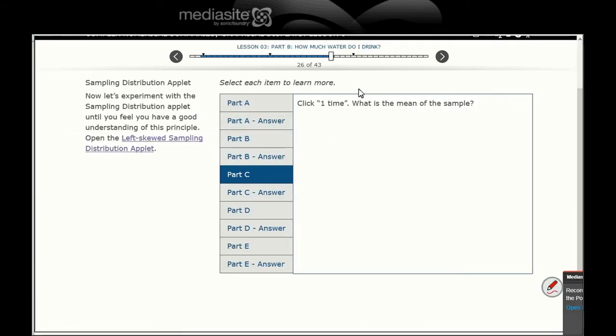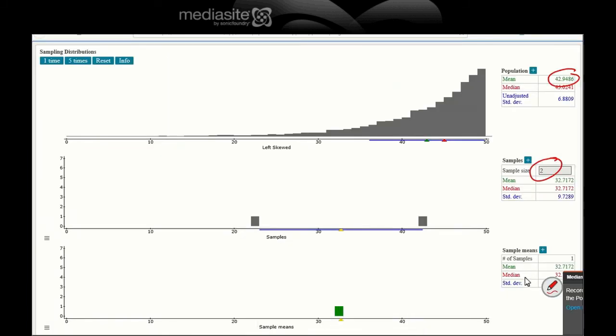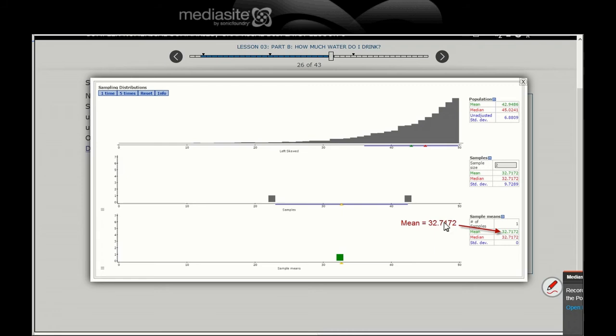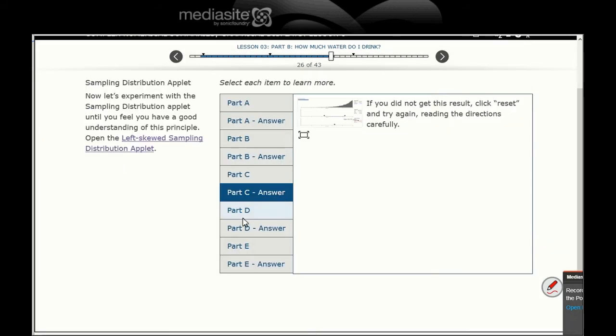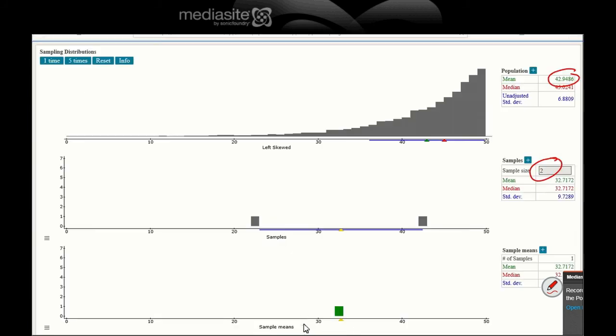Oh, the mean of the sample, right here, 32.712. It's hard to read this. Here we go, 32.712. Part D: click 5 times. 1, 2, 3, 4, 5.